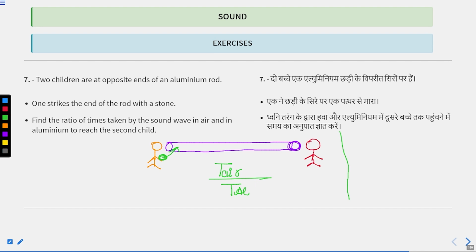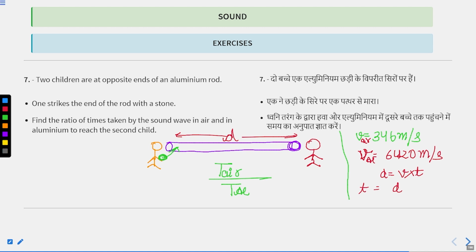Okay. Now, you will ask that no other information is given. How can we solve it? So, we know the speed of sound in air, which is 344 or 346 meter per second. Okay. And from the table, we know the speed in aluminum, which was around 6420 meter per second. We can assume that the length of this rod is d. Now we know that distance is equal to velocity into time, or time is equal to distance divided by velocity. And by applying this formula and using this information from the table, we can calculate t_air divided by t_aluminum. So let's see the detailed solution.